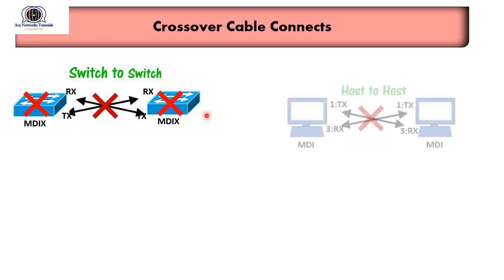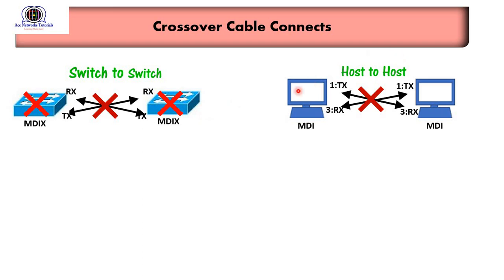PC to PC. If we have two computers connected directly to each other, and they both try to transmit on wire pair 1, their signals will collide. Moreover, nothing will be sent on wire pair 3, and therefore, neither computer will be able to receive anything.